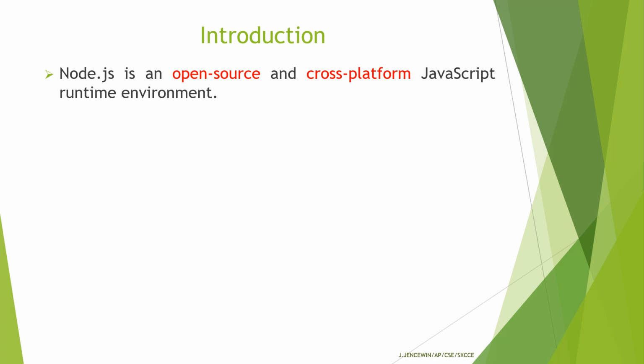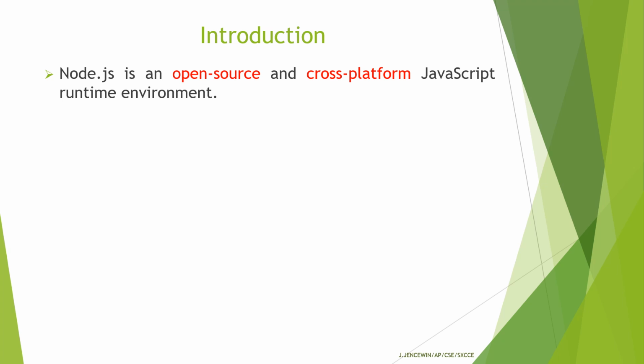So what is a runtime environment? A runtime environment is a software environment in which programs and applications are executed. Here we are executing the programs and applications. That means Node.js provides the necessary services and resources required by the application during execution. Node.js provides the runtime environment, that is, the necessary services and resources required to execute applications written using JavaScript.